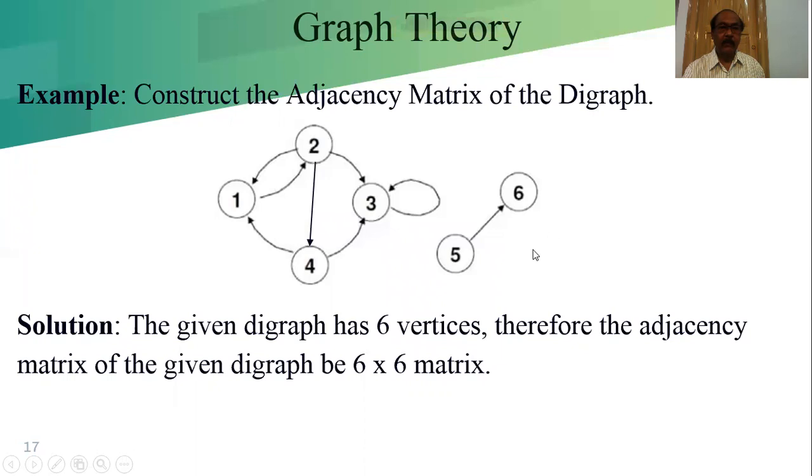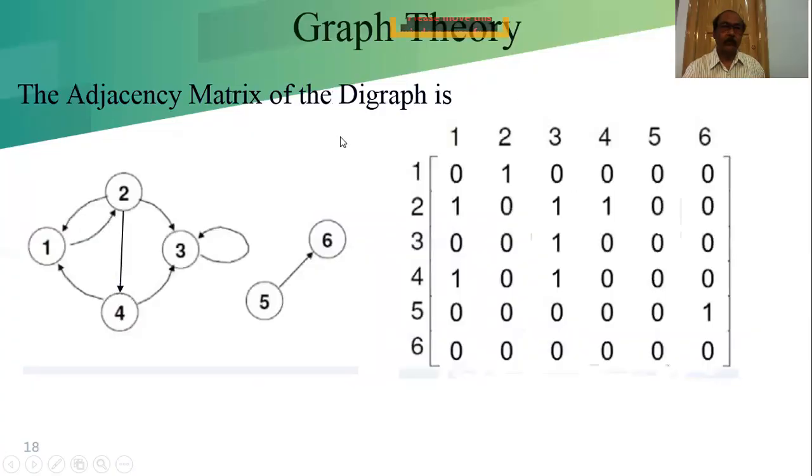Each part is a connected graph, but G itself is a disconnected graph, and it is a directed graph. The given graph has how many vertices? 4 and 2, 6 vertices. Therefore, the adjacency matrix of the given digraph is a 6 by 6 square matrix, with rows and columns labeled 1, 2, 3, 4, 5, 6.